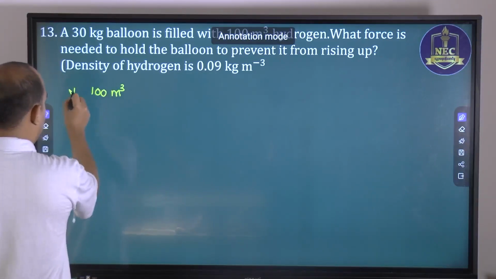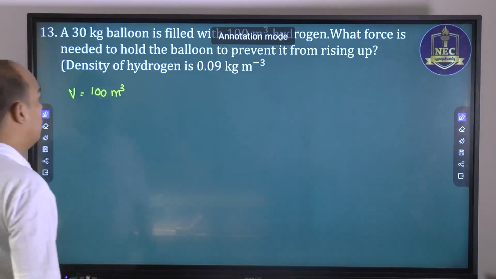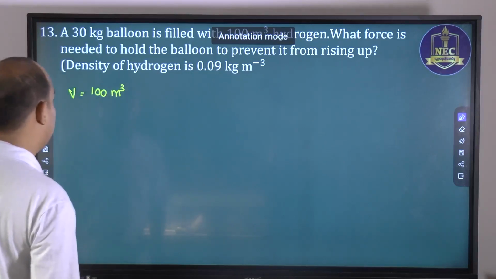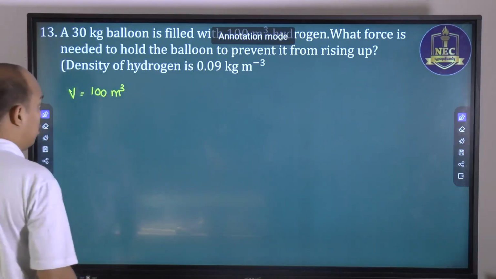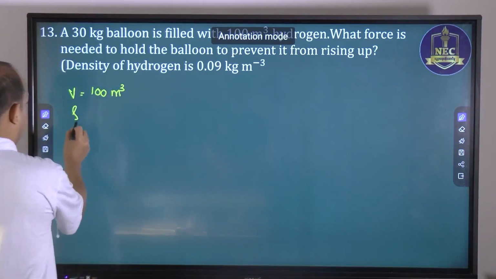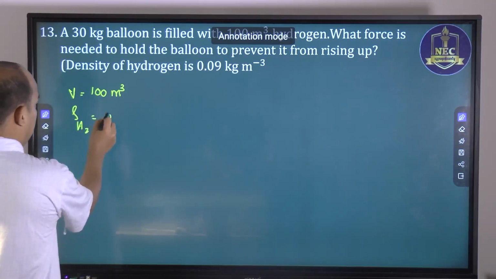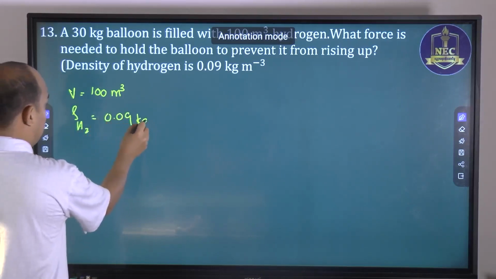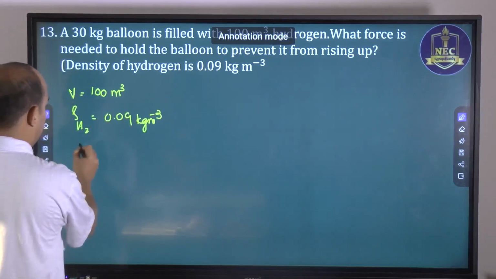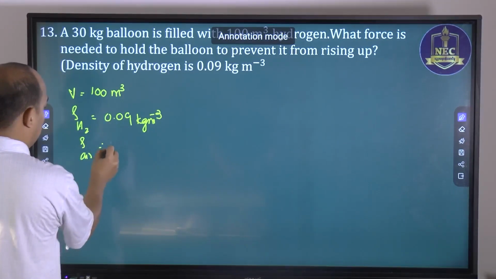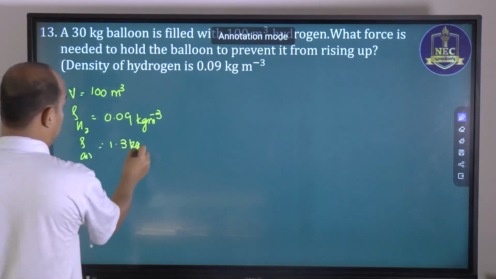We don't agree. What food they need to go. Rising air, that's the map. Hydrogen density is 0.09 kilogram per meter cube. Air density is 1.3 kilogram per meter cube.